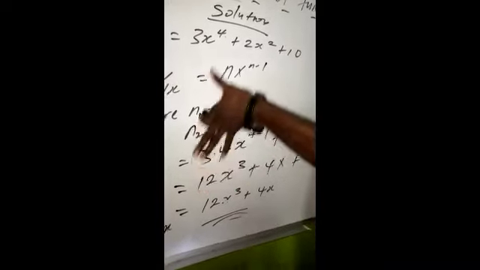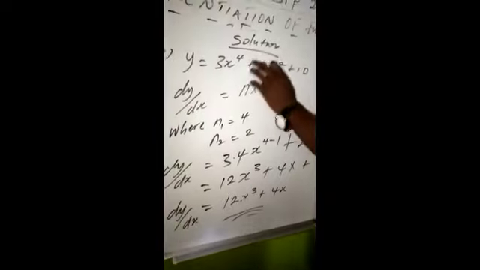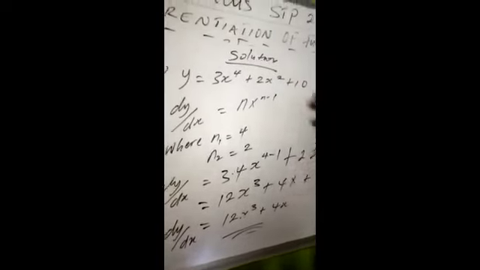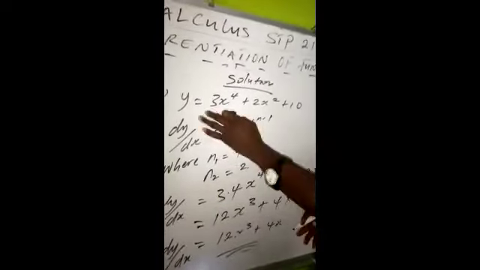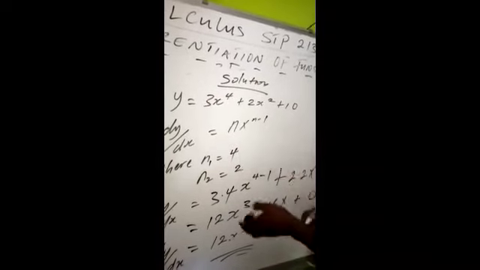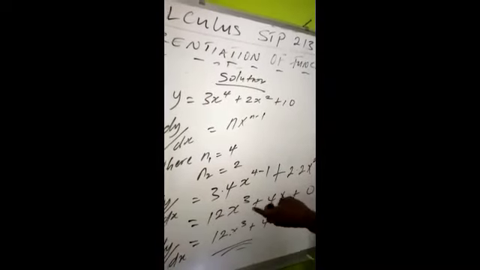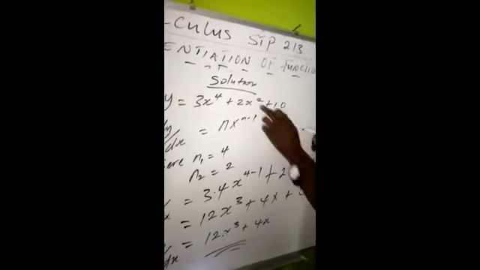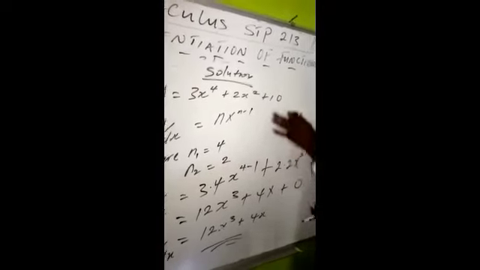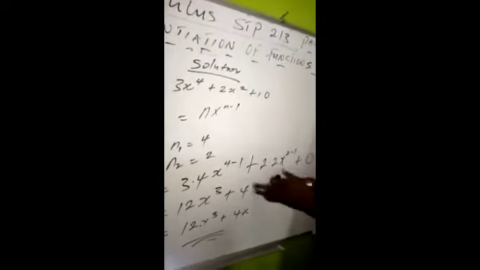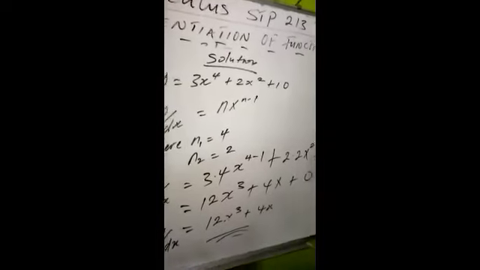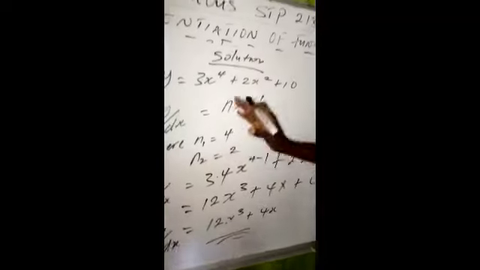Here, I introduced the formula. You can go straight by saying, because you already know it, 3 times 4, 12, minus 1, 3. That is to go straight to get the answer. 2 times 2, 4, minus 1, 1. Differentiation of 10, 0. So that is the answer for this. So let's go to example 2. Example 2, are we okay now?